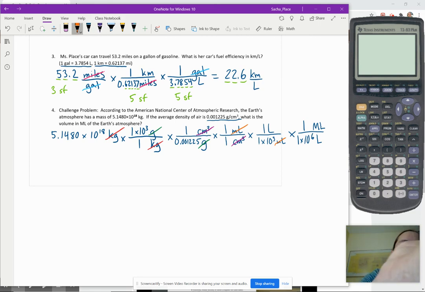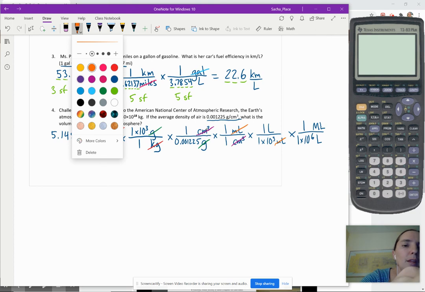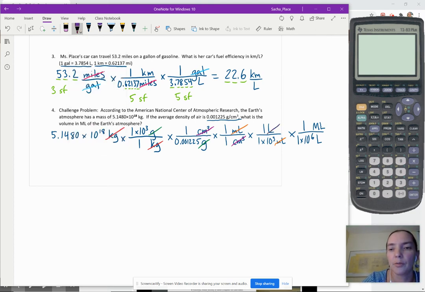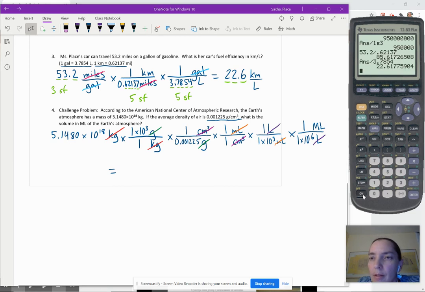All right, that was a super long problem, but I think we got it now. Our liters will cancel out and we'll end up with megaliters. So I'm going to write my answer down here, but first I have to do all my math. I'm going to put in that original mass in scientific notation: 5.1480, second function, E, which means times 10 to the 18th. I'm going to multiply it by everything that's on the top, and pretty much everything on the top is a 1 except for the 1 times 10 to the 3rd. So that's what I get when I multiply everything that's on the top.